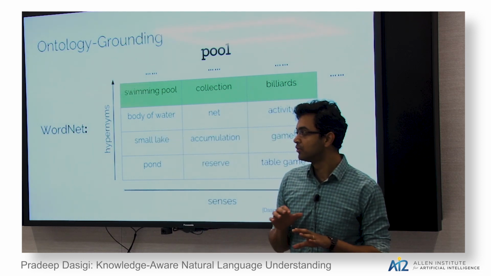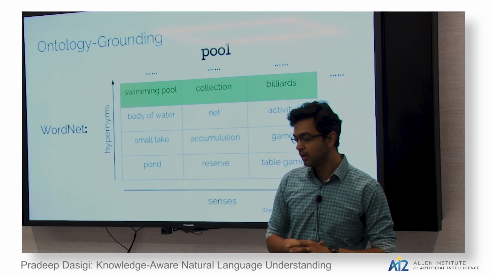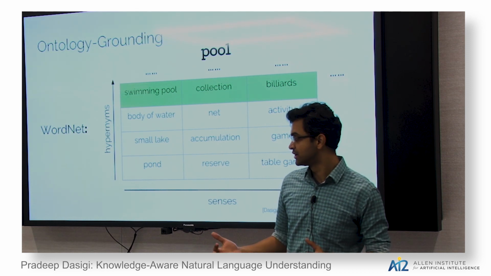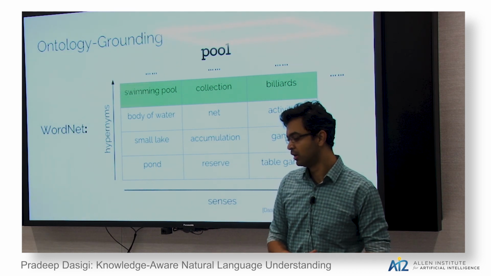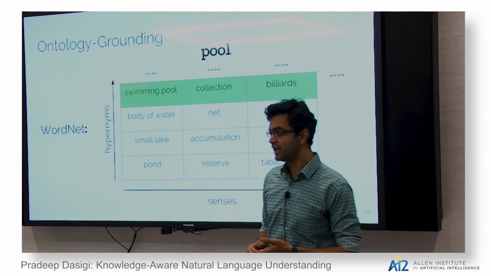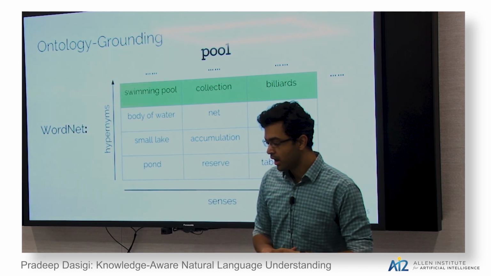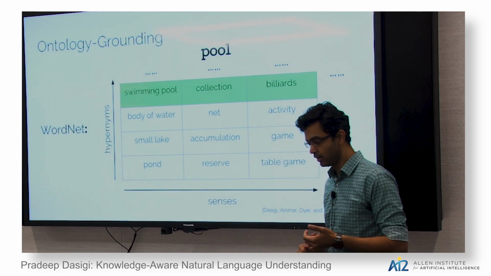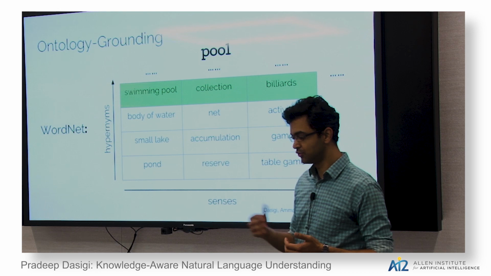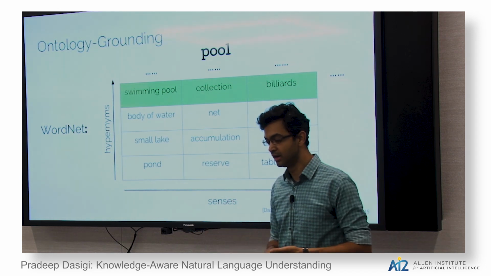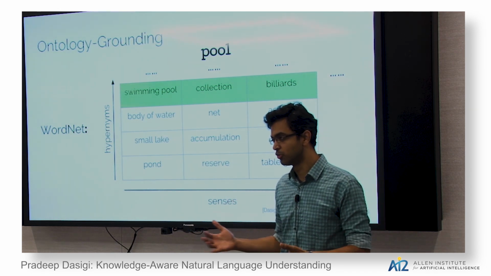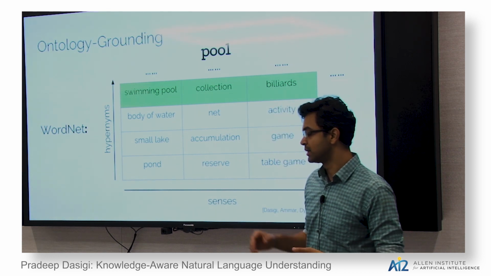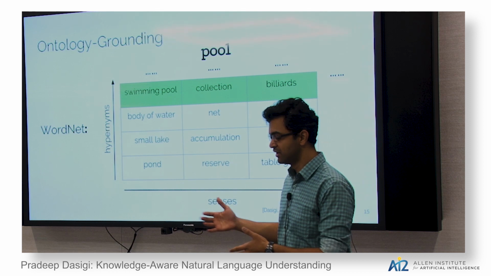Firstly, given a word like pool, we ground it in WordNet. We identify the various senses that WordNet gives us. For the word pool, WordNet identifies 9 different senses as a noun. And for each of those senses, WordNet also defines several hypernyms. For example, the swimming pool kind of pool is some sort of a pond. It's a small lake. It's a body of water, and so on. And the billiard sense of pool is some sort of a table game, which is an activity, and so on.